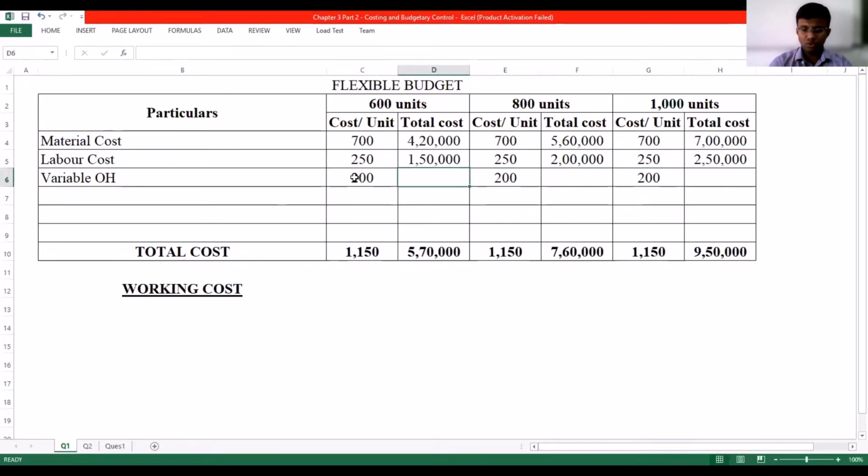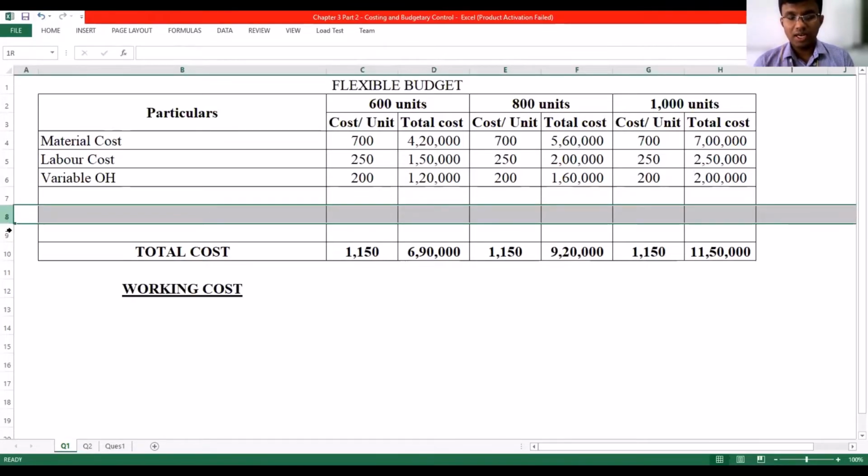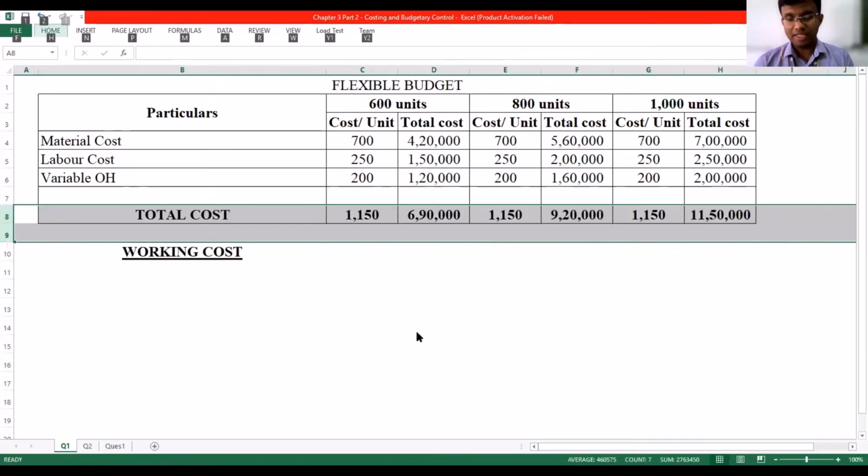Now, how do we calculate the total cost? Total cost will be 200 into 600, which makes it 1,20,000. Here it will be 200 into 800, which makes it 1,60,000, and here it will be 200 into 1,000, which makes it 2 lakhs. So this is how we go about with respect to variable overhead.